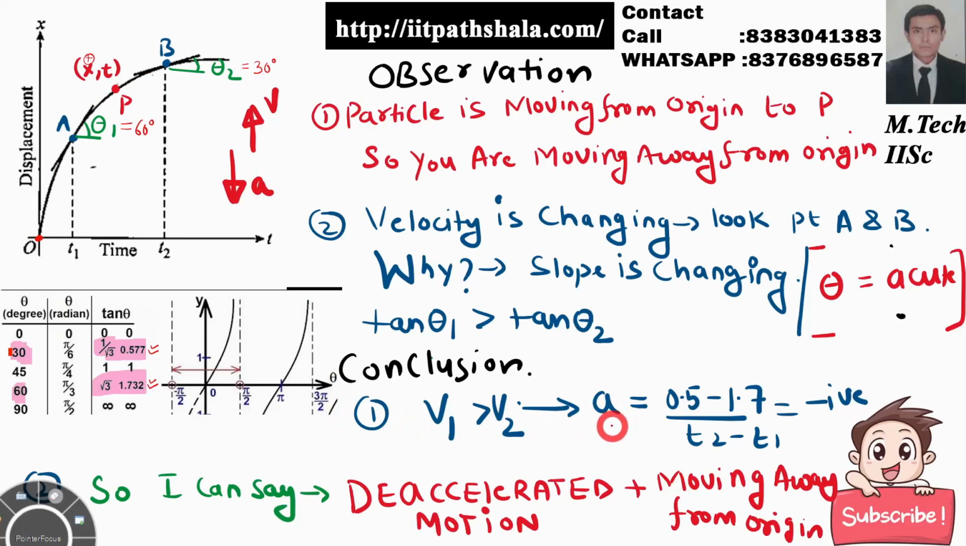And if I want to find the acceleration, it is nothing but (v2 minus v1) upon (t2 minus t1). Put the value over here. So I am having the value of v2 as 0.577 and the value of v1 as 1.7 itself, and t2 minus t1 will be positive because we are moving forward in time. So acceleration is negative. So acceleration is directed toward the origin. Velocity is directed away from the origin, or in the forward direction itself. So you can see that velocity is opposite to the direction of acceleration. So this is the case of retarded motion. So I can say that this is decelerated motion in which I am moving away from the origin.